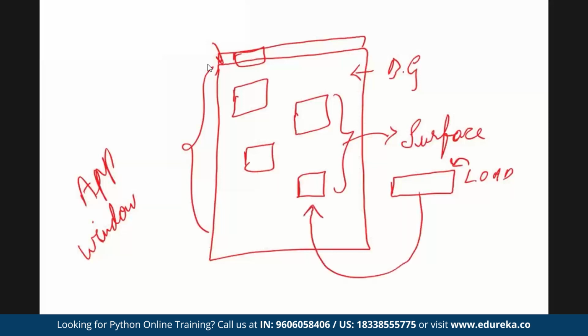We'll use something called the blit function. Now, in order for you to update your screen, you might be wondering, I have a screen like this and I want a person to move from, say, a position over here to a position over here.